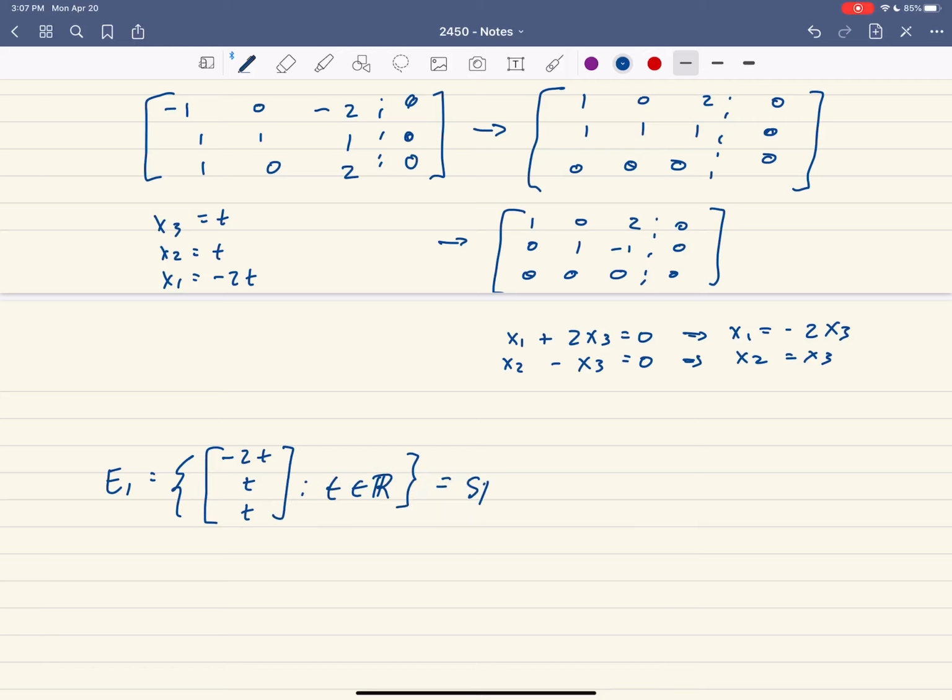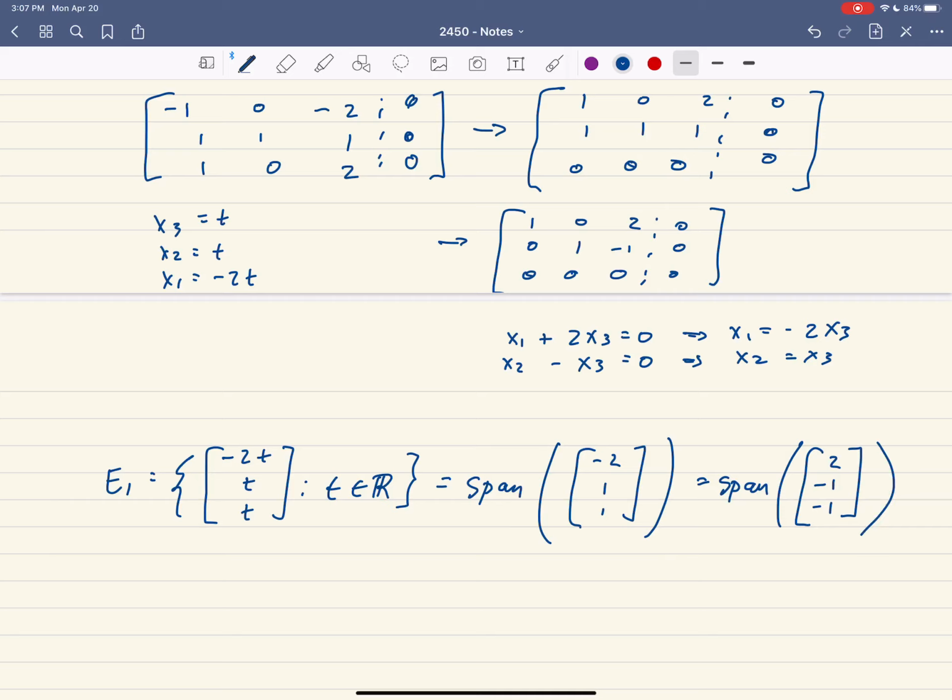In other words, this will be the span of the vector negative 2, 1, 1, or the span of any other non-zero multiple of that vector. I mean, if I want, I could move the minus out of there. This part is completely irrelevant, right? I could multiply that vector by 5 and it would still be the right thing. So anyway, that's the eigenspace E sub 1. What we're going to do then is the same thing for E sub 2.